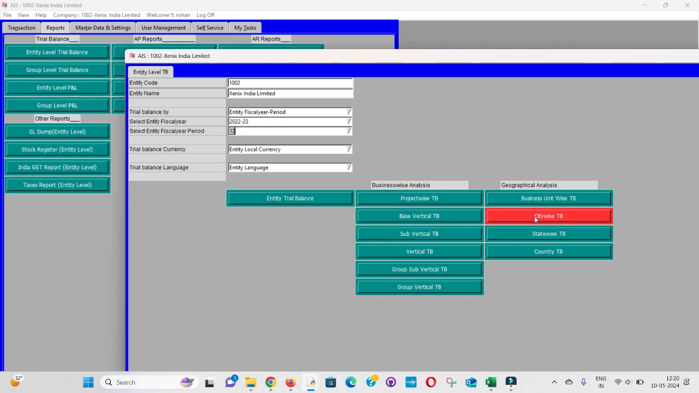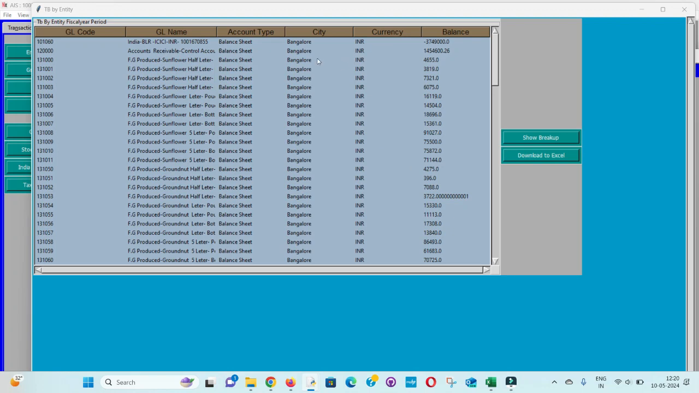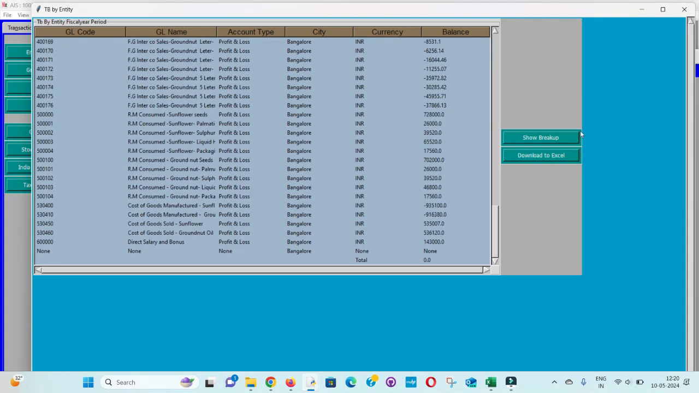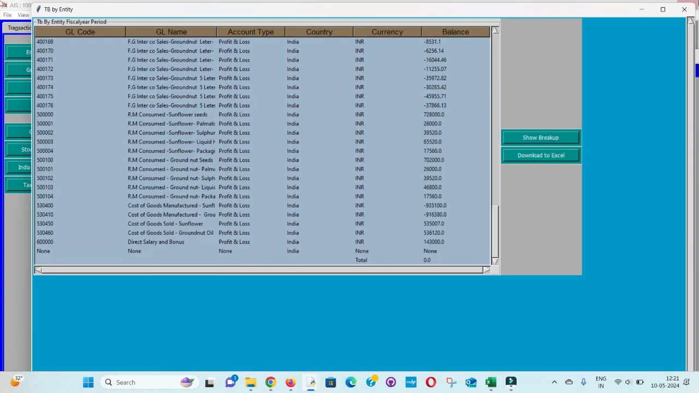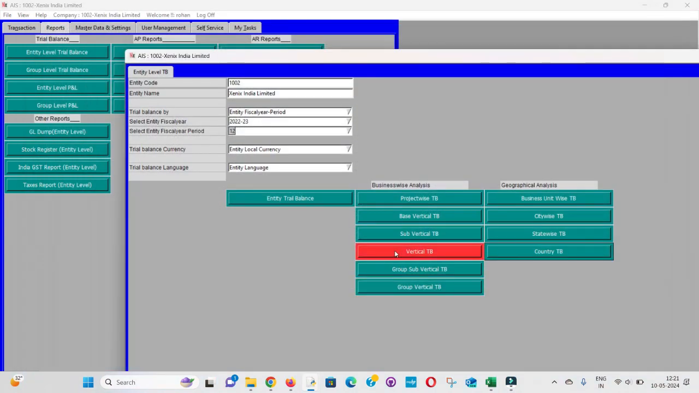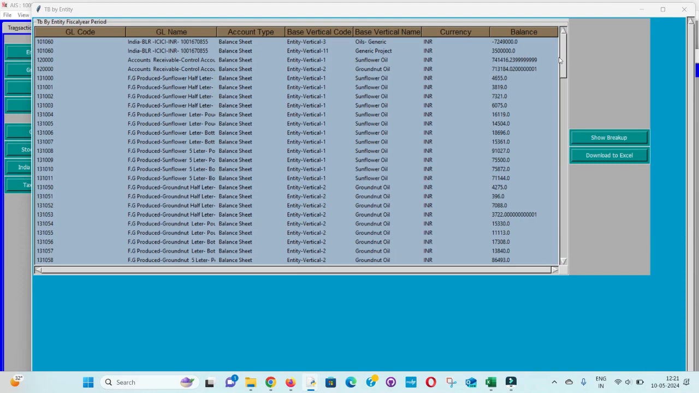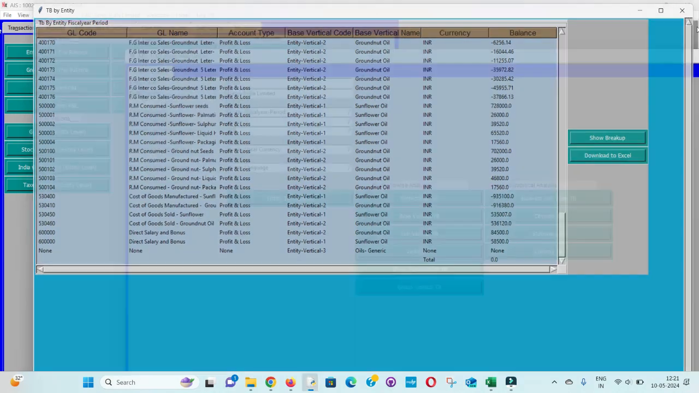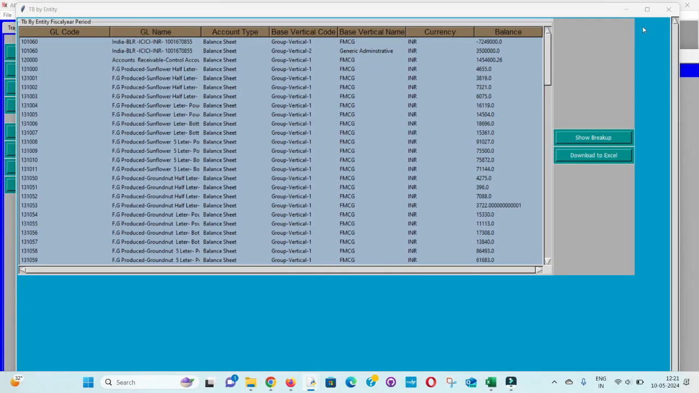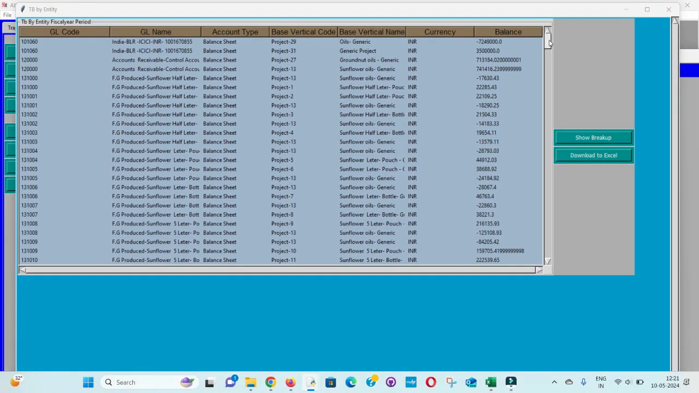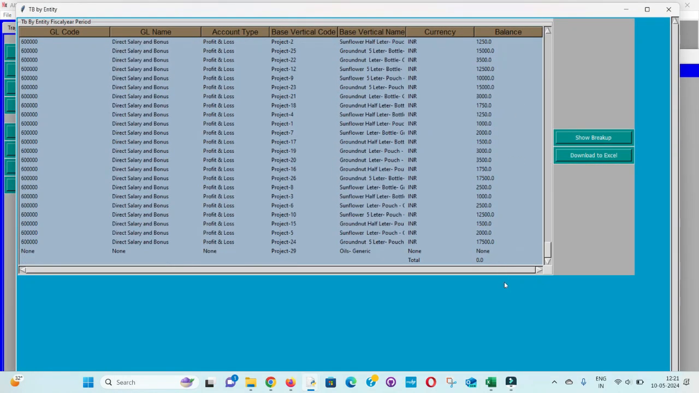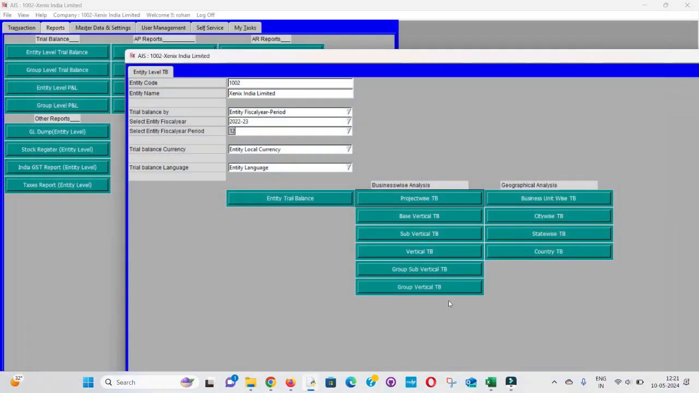That is, you can generate a report at a city level. You can see this is the trial balance at the city level. You can generate the report at a country level, or you can generate at vertical level. You can generate at group vertical level, or even at this lowest level of the project. You can see it fetches the reports in a very fraction of seconds.